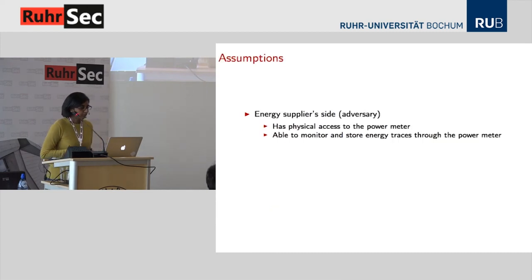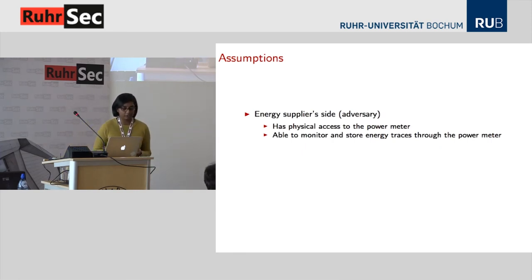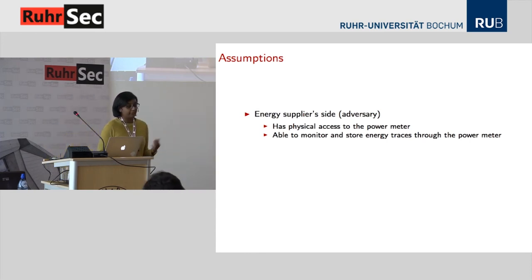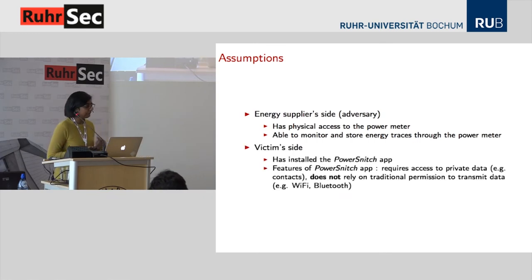Okay, so we have to set up our attack, so we're going to assume a couple of things. On the adversary side, the energy supplier side, we assume that the attacker has physical access to the power meter, so it has been tampered with, and that they are able to monitor and store energy traces via the power meter. And on the victim side, we assume that he or she has installed the PowerSnitch app.